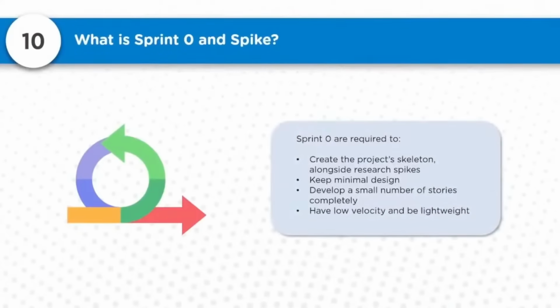So Sprint Zero is required to create a project skeleton alongside research spikes, keeping minimal design, developing a small number of stories completely, having low velocity and being lightweight.